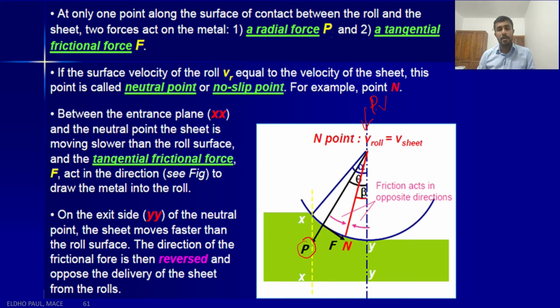This is the force which acts from the roller to the workpiece. This is the radial force. This radial force is the important force which is transmitted from the roller to the workpiece.